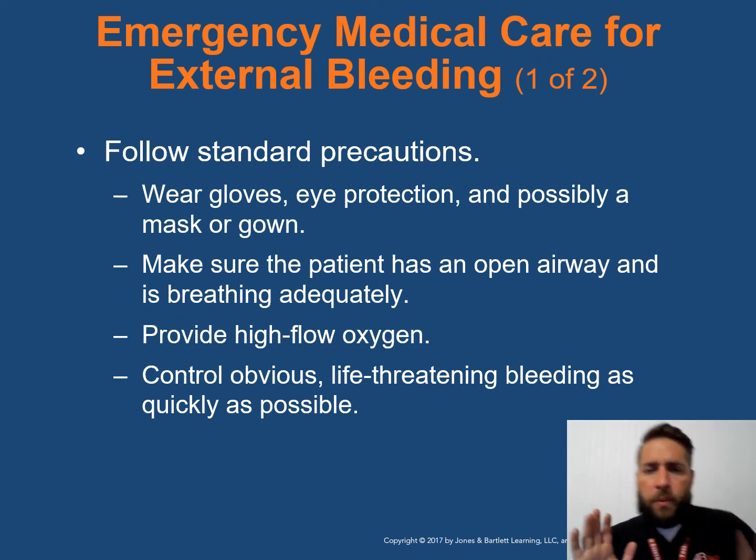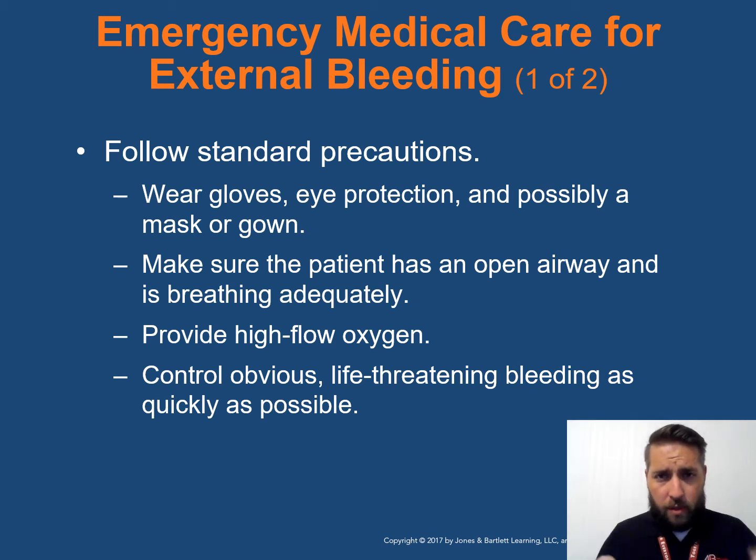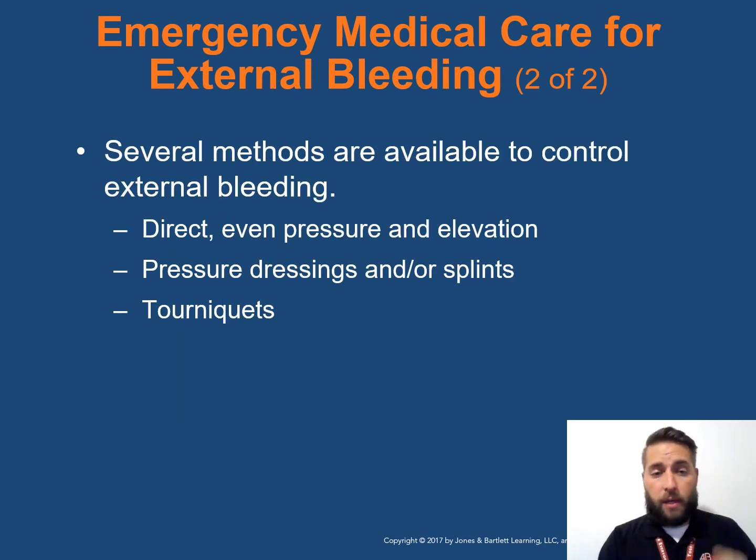So foremost, when we start controlling the bleed, the biggest thing we have to be aware of is that we have to take standard precautions. We have to have the proper protection equipment to be able to take care of these patients. This could mean wearing gloves, eye protection, and even a mask or gown if necessary. Be sure, once again, that the patient has a good open airway, and provide high flow oxygen, and then control the obvious bleeds, okay? If they're life-threatening, arrest them quick.